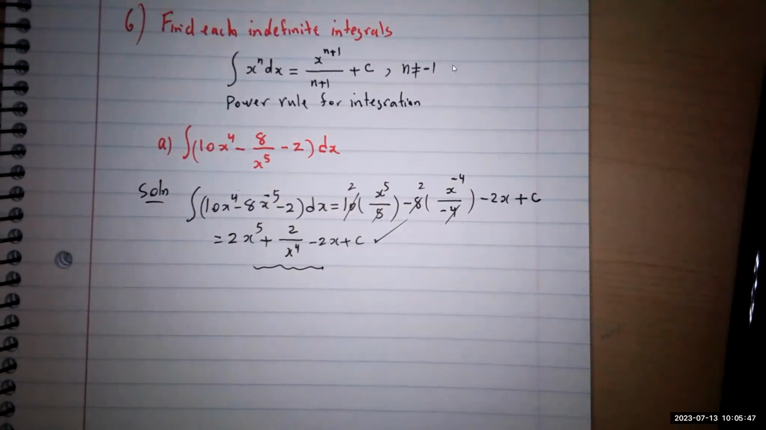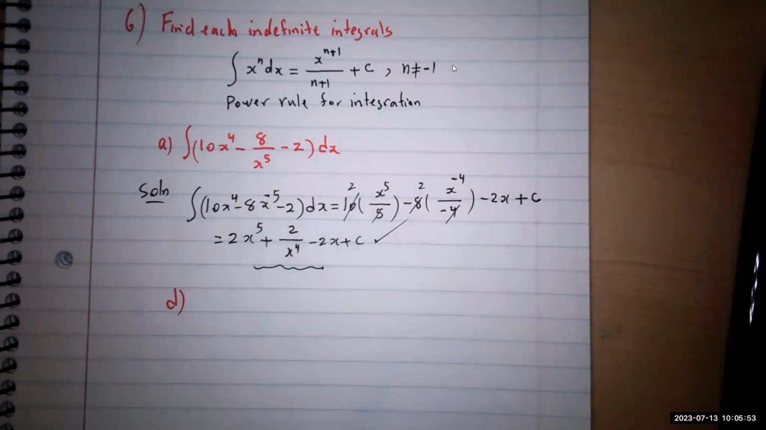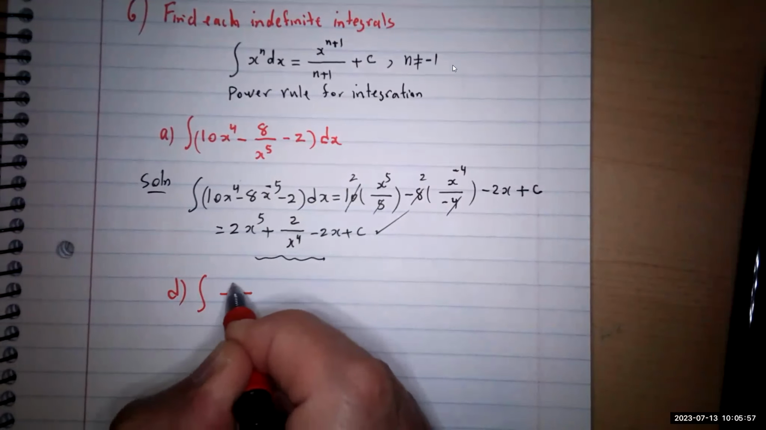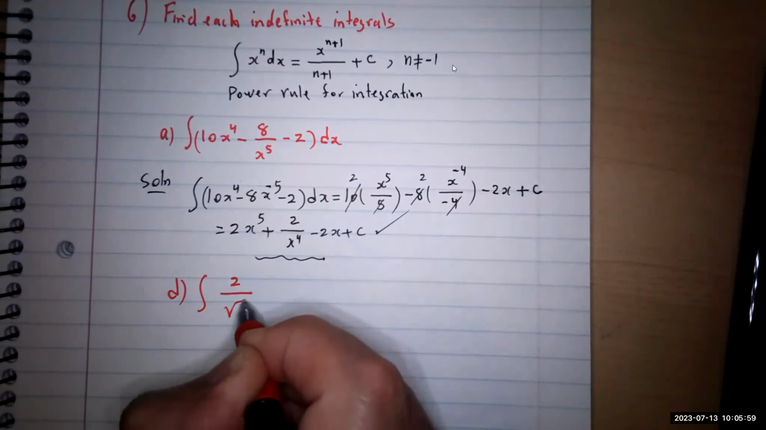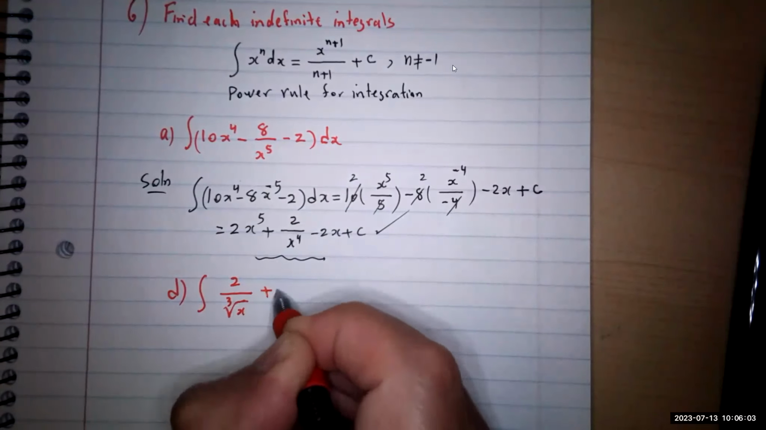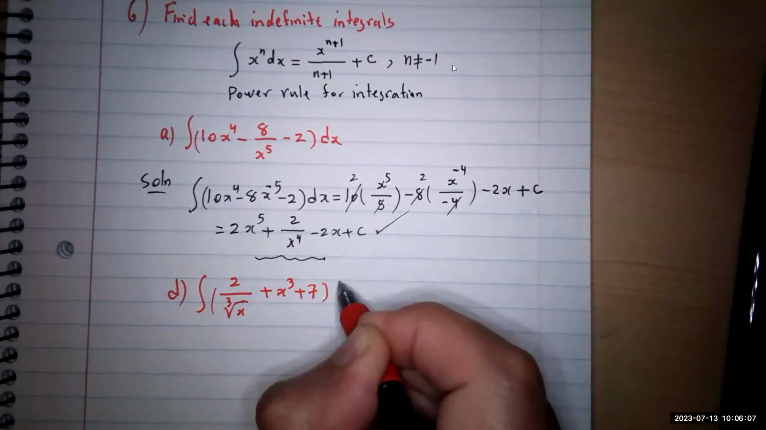So let's do them better. I do it in this order to explain it. I do the d first. D is 2 over cube root of x, plus x cubed plus 7, dx. Radicals.